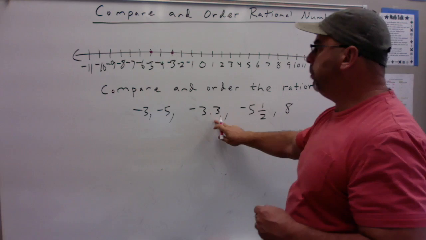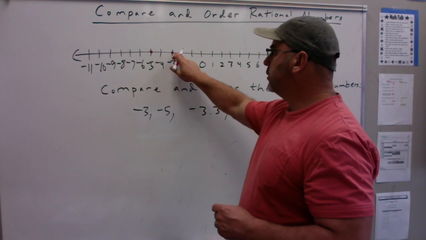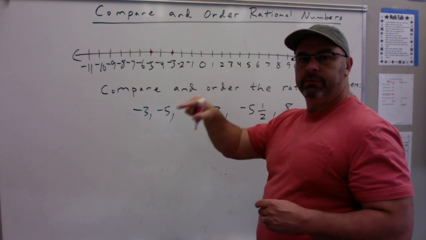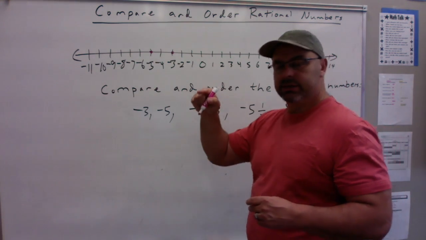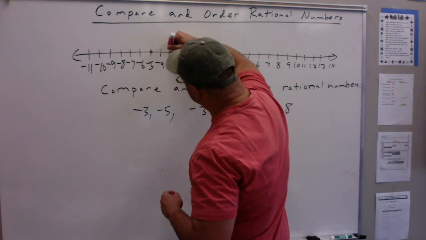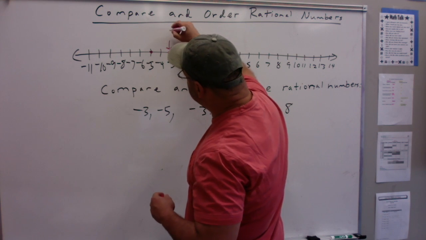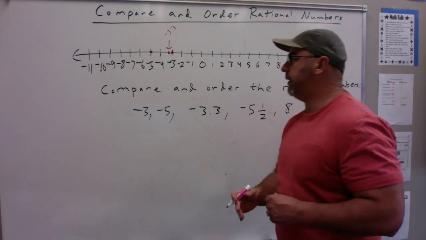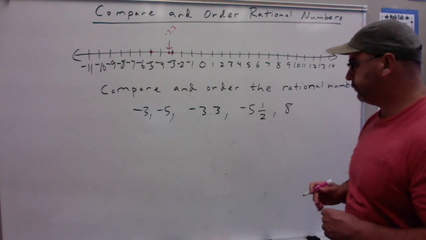Now -3.3. So if I go over to -3, do I go to the right or to the left? Actually, it's going to be a little bit more negative. The bigger the negative number, the more left it is. So it's a little bit over here. So this one I'm going to label here, -3.3. Okay, so it's a little bit to the left. So it's in between -5 and -3.